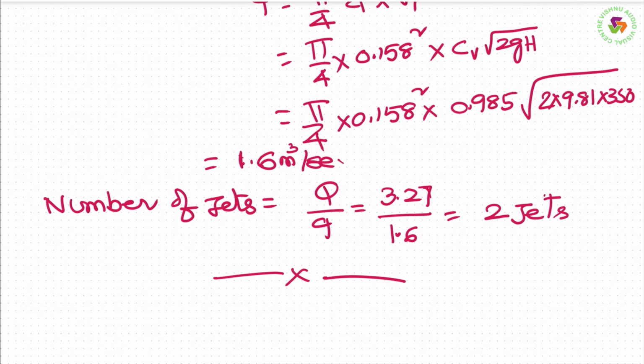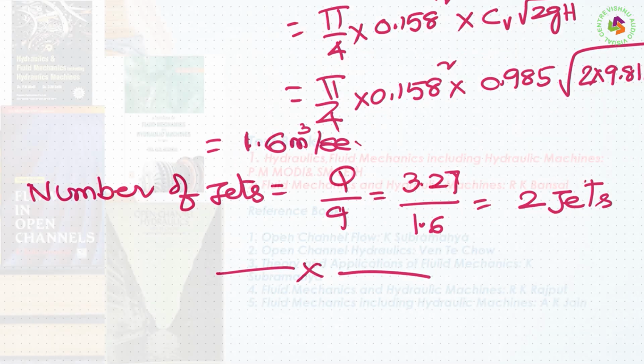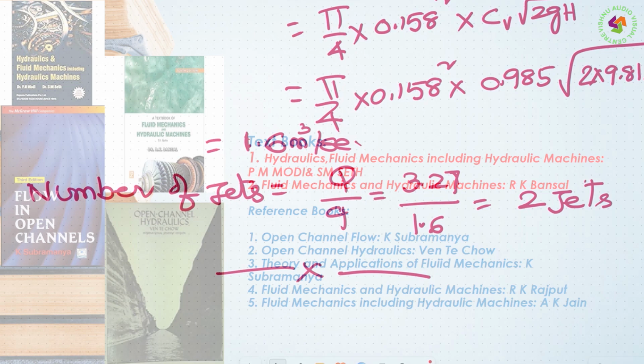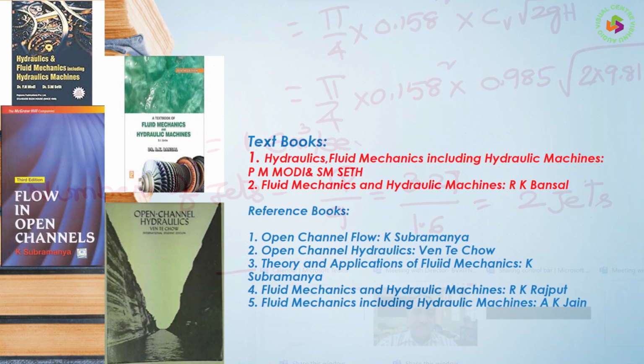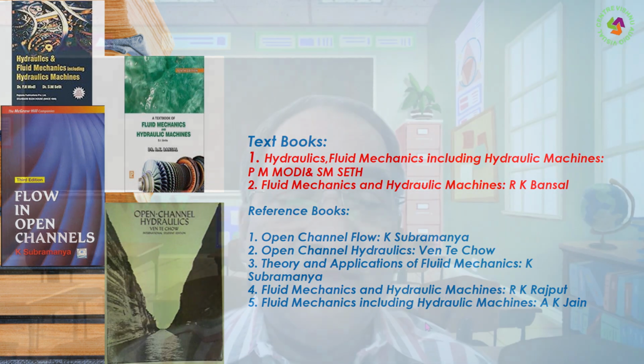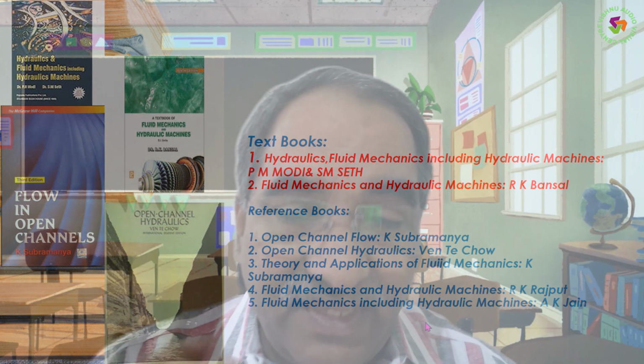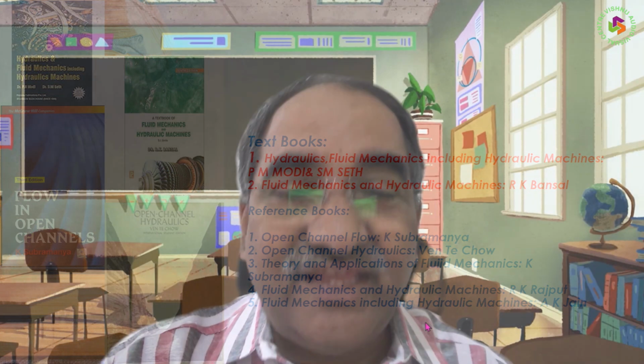In today's class, what we have discussed in total is the working proportions of the Pelton wheel, followed by the design of the Pelton wheel, and followed by a problem we have solved. So this completes the Pelton turbine theory portion. One or two problems I will solve in the next class. With that, we will stop the Pelton wheel and go to the next type of turbine.